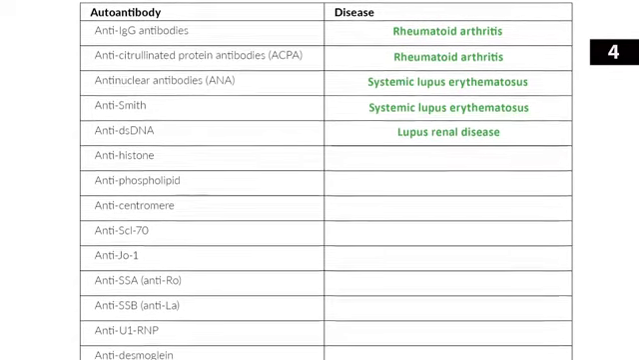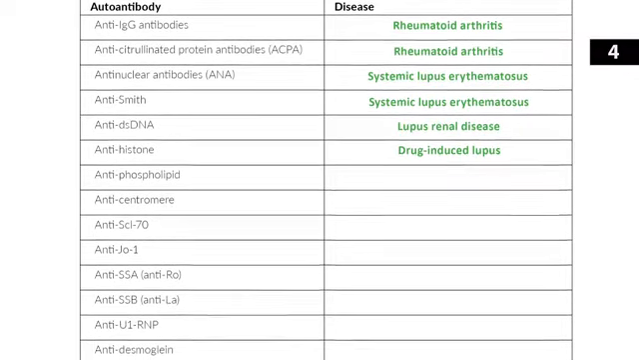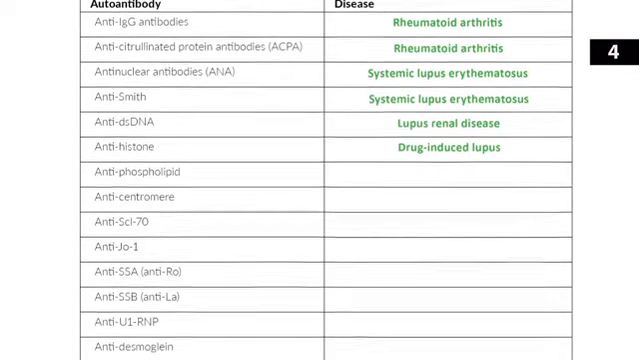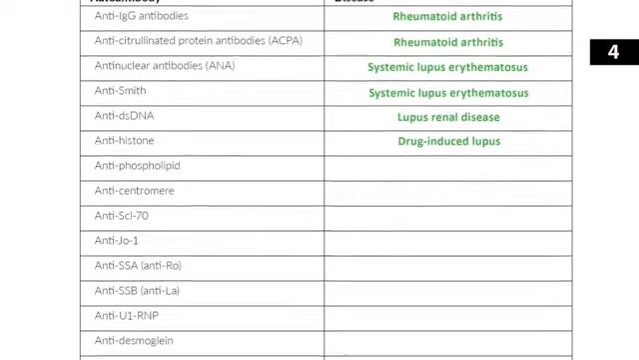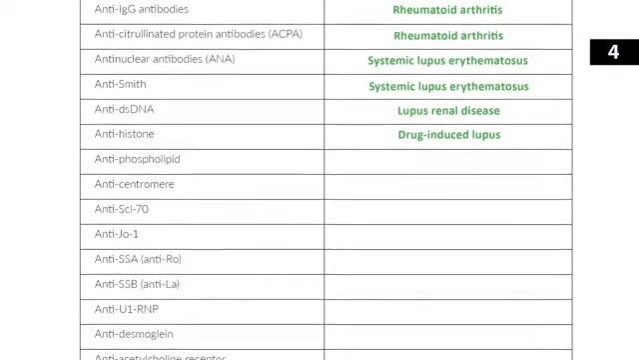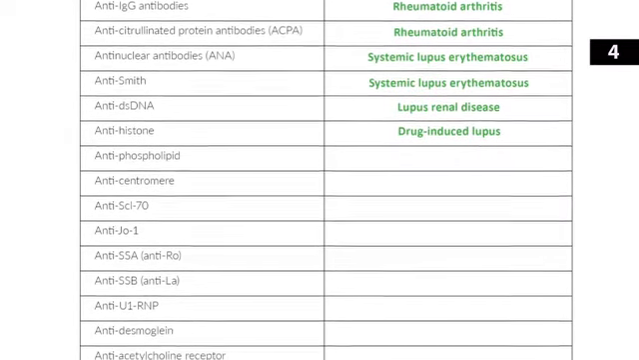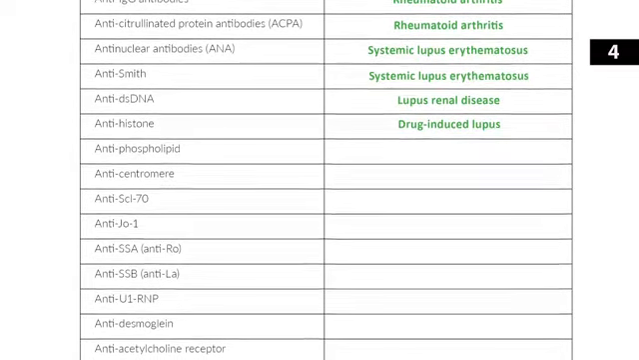Antihistone antibodies should make you think about drug-induced lupus. About 50% of people with systemic lupus will be positive for antihistone antibodies, but 90% of patients with drug-induced lupus will be positive. And remember, the mnemonic for drugs that typically cause drug-induced lupus is SHIP. You can go back to rheumatology if you need to revisit that one.